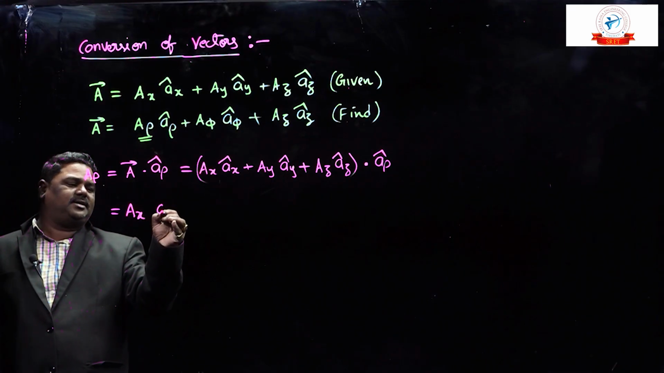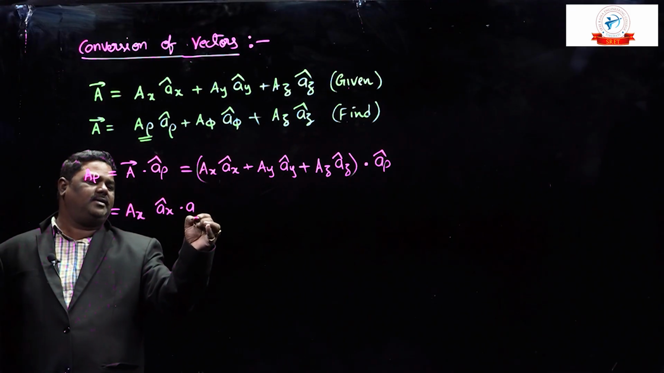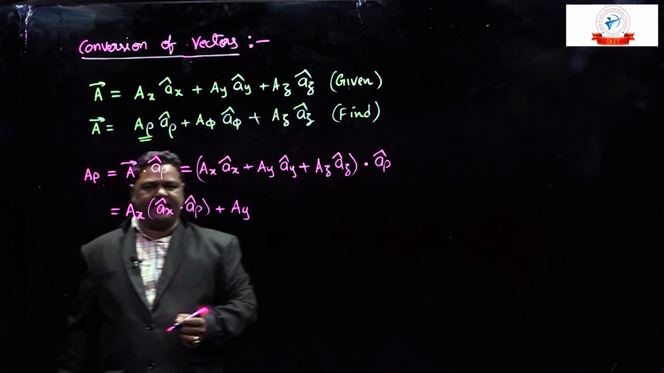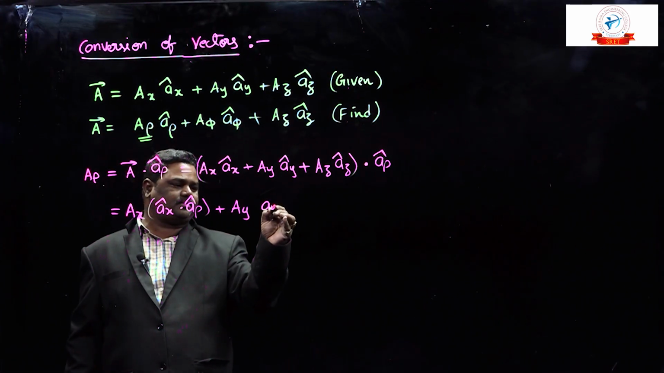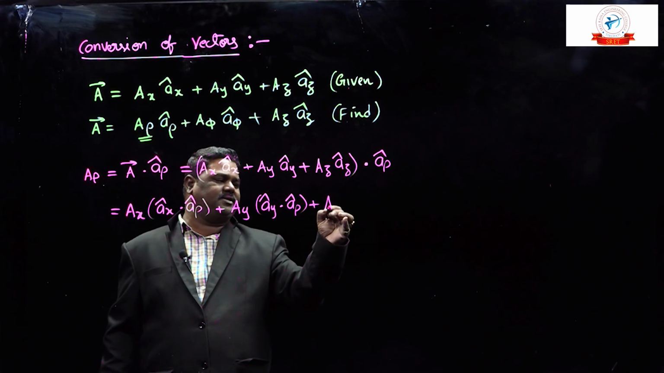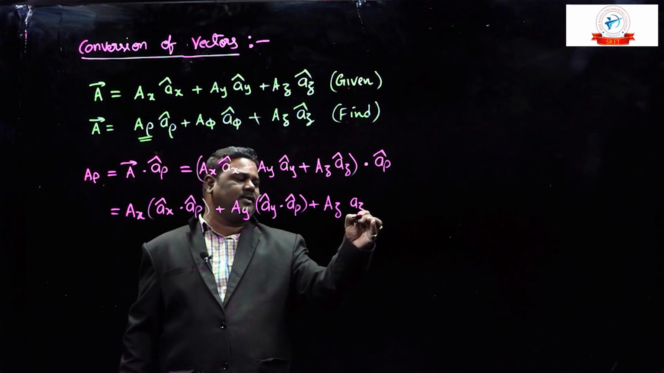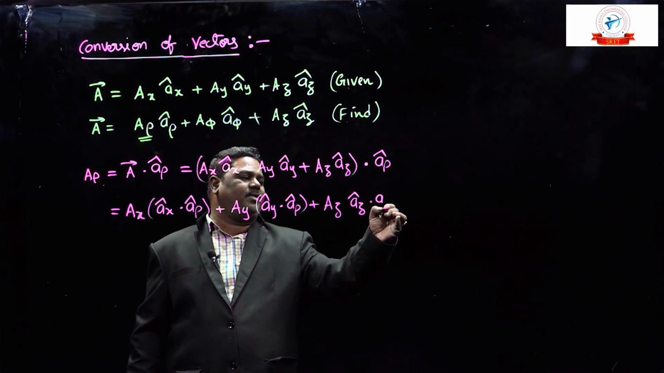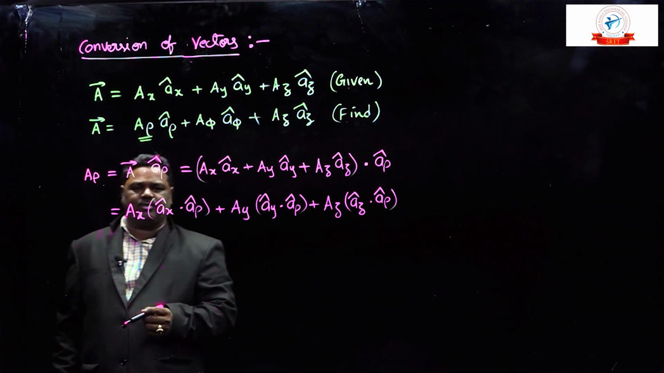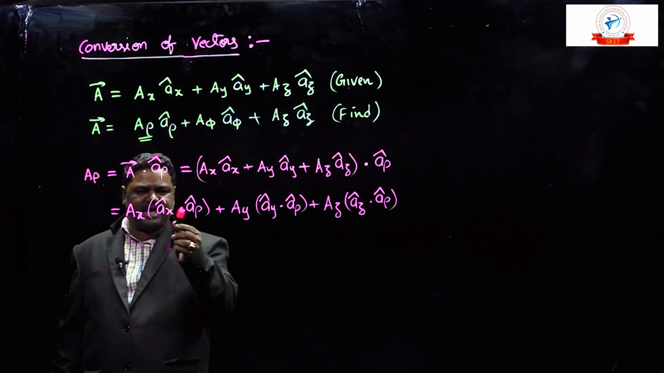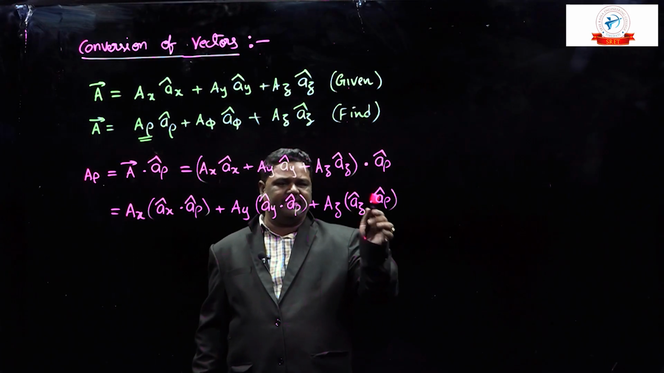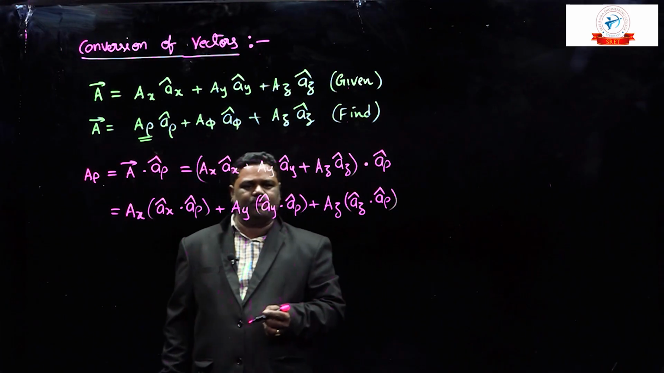So x component, ax ax cap dot a rho cap, plus y component, ay ay cap dot a rho cap, plus z component, az az cap dot a rho cap. Actually, to evaluate these dot products, we need to know the angle between ax cap and a rho cap, the angle between ay cap and a rho cap, and the angle between az cap and a rho cap. Then only we can evaluate the dot product, okay.